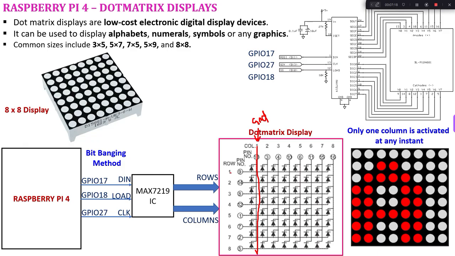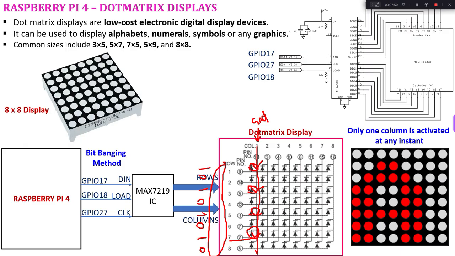Then what I can do, I can send a pattern here in this row. For example, I can give something like 0, 1, 0, 1, 0, 1, 0, 1, which means I am sending 5 volt to this LED, this LED, this LED, and this LED. I am sending 5 volt, which means these 4 LEDs will be on. Other 4 LEDs will be in off state.